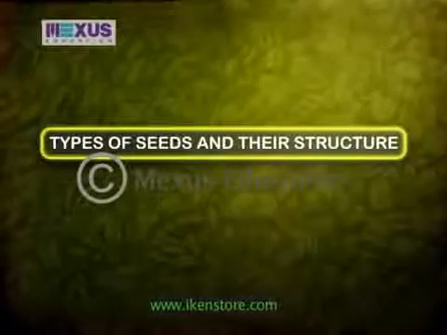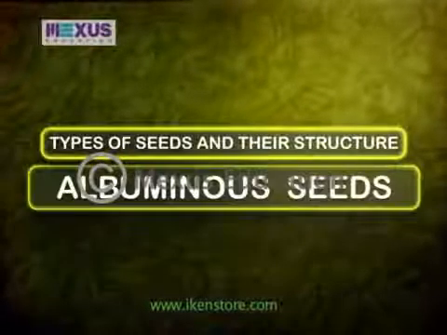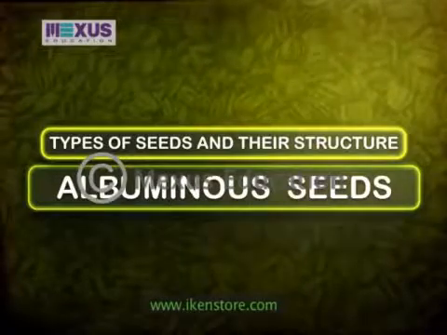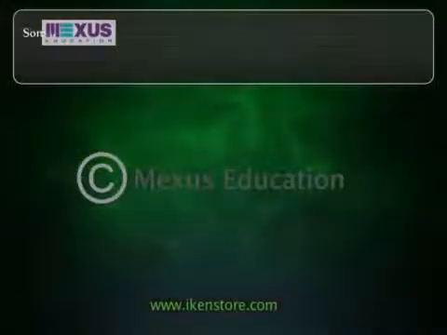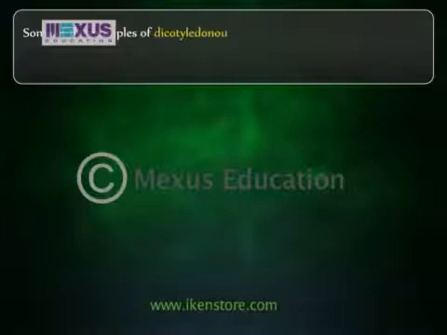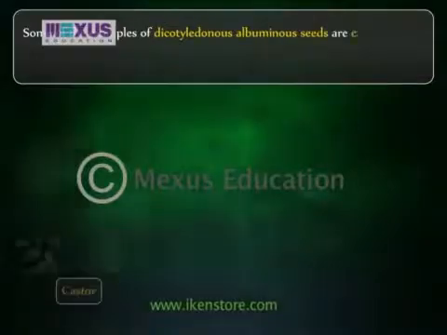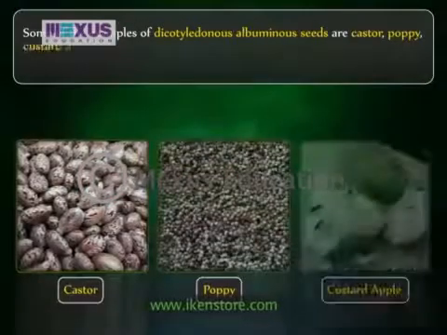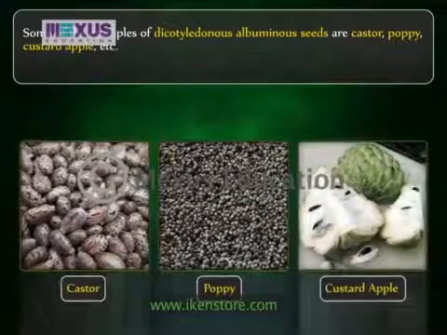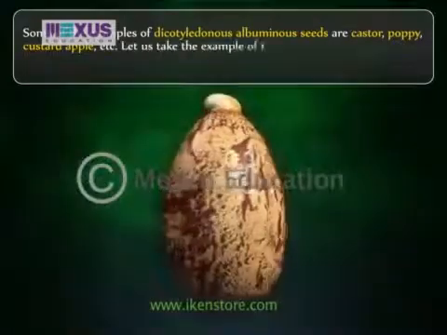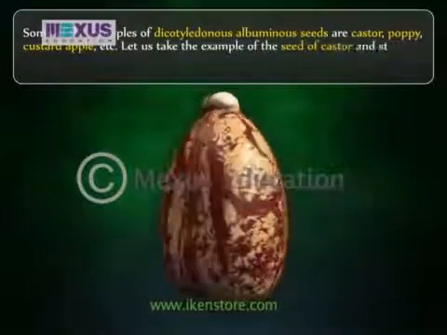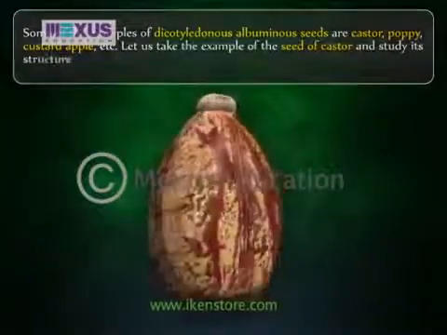Types of seeds and their structure. Albuminous seeds. Some of the examples of dicotyledonous albuminous seeds are castor, poppy, custard apple, etc. Let us take the example of the seed of castor and study its structure.